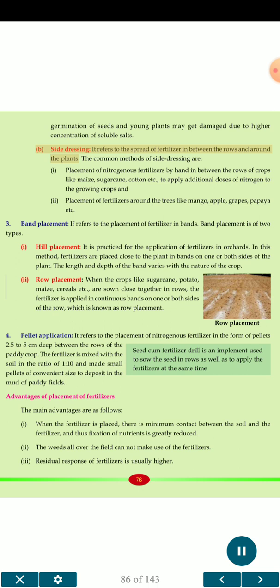It refers to the spread of fertilizer in between the rows and around the plants. The common methods of side dressing are: 1. Placement of nitrogenous fertilizer by hand in between the rows of crops like maize, sugarcane, cotton etc. to apply additional doses of nitrogen to the growing crops, and 2. Placement of fertilizer around the trees like mango, apple, grapes, papaya etc.